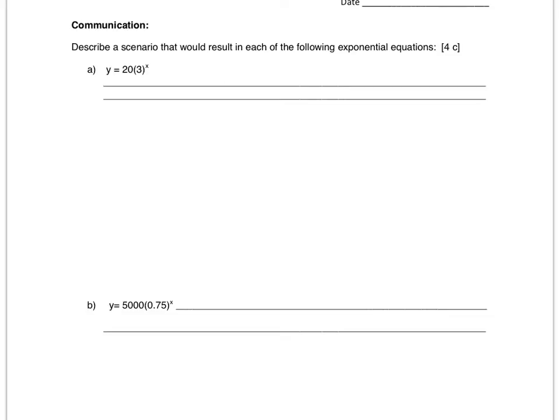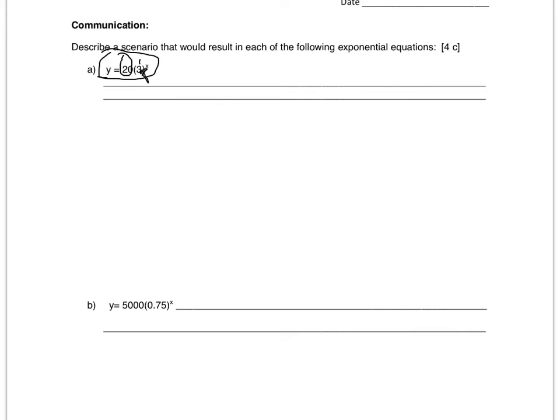The next question is a communication problem. It says describe a scenario that would result in each of the following exponential equations. For instance, an exponential equation like this one. You can see that the initial value is 20, and this is exponential growth, and it's increasing threefold every unit of time. So we can say that we start with 20 viruses and they triple every hour. That's one way of saying it. So the answer can be an infinite number of solutions.